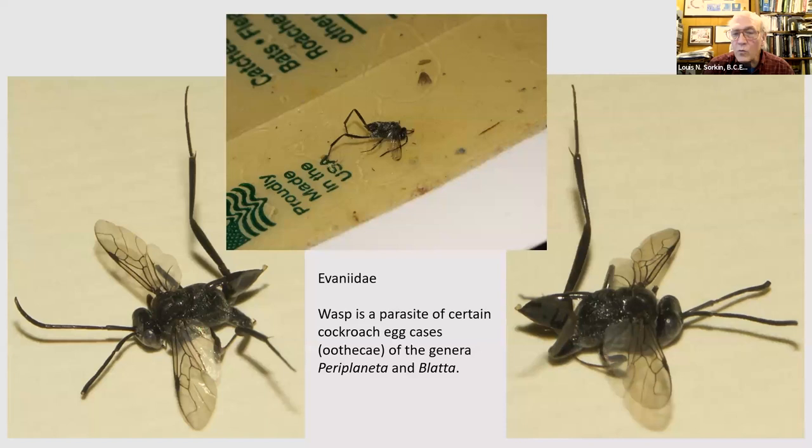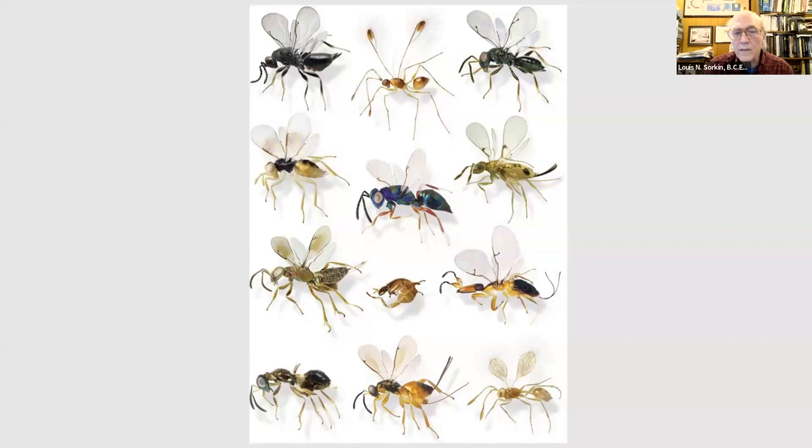Evaniid wasp, if you find these, these are parasites of Periplaneta and Blatta egg cases, so you know you have a cockroach problem. These are minute wasps. These can be less than a millimeter long.